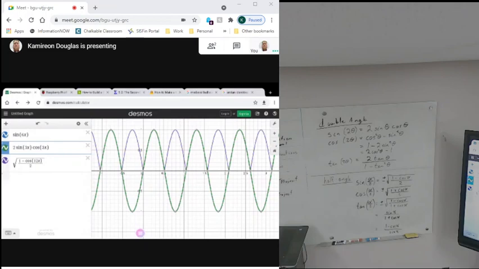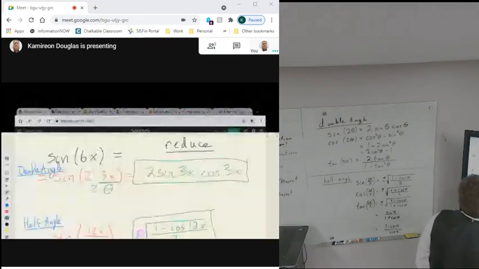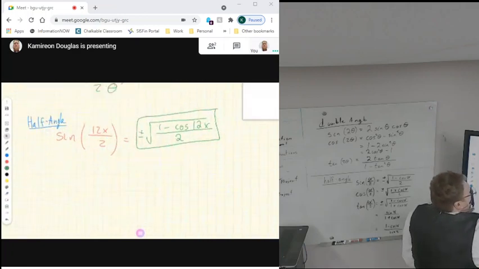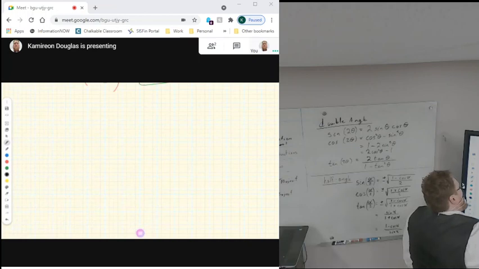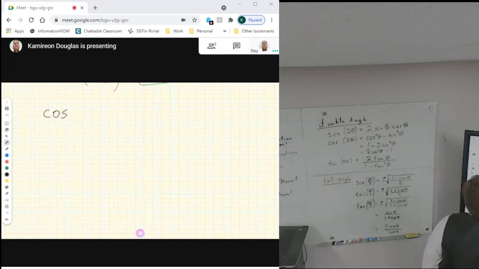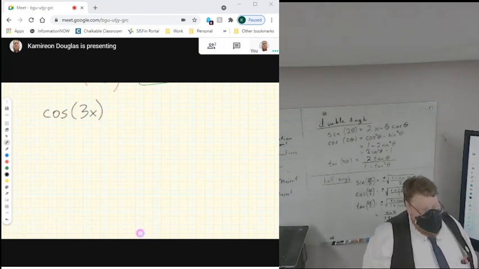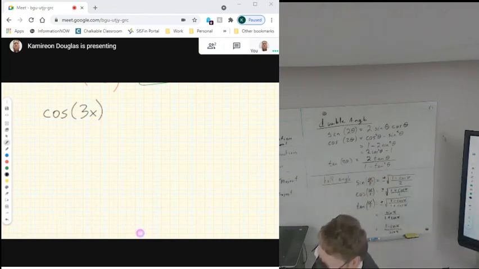Next, same process, new problem. We're going to rewrite a cosine function. We'll rewrite once with a double angle and once with a half angle. Cosine of 3x. We're going to rewrite once using the double angle, once using the half angle.